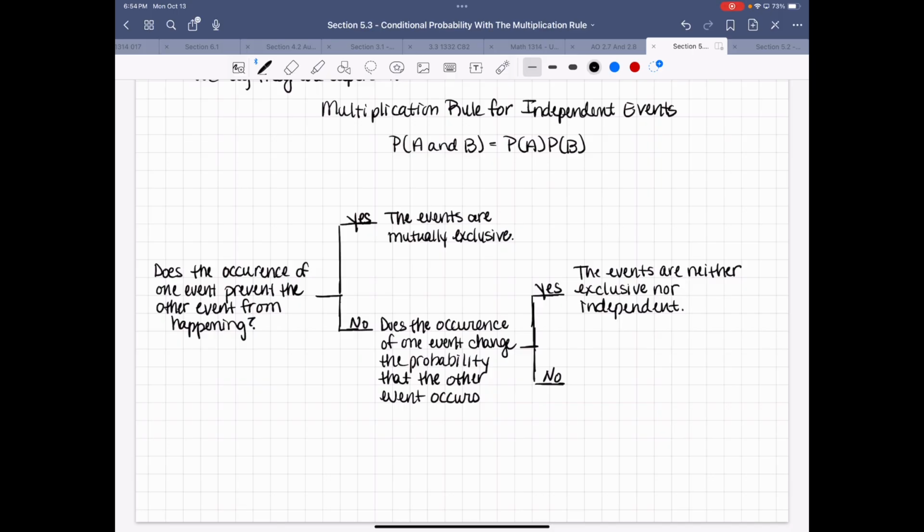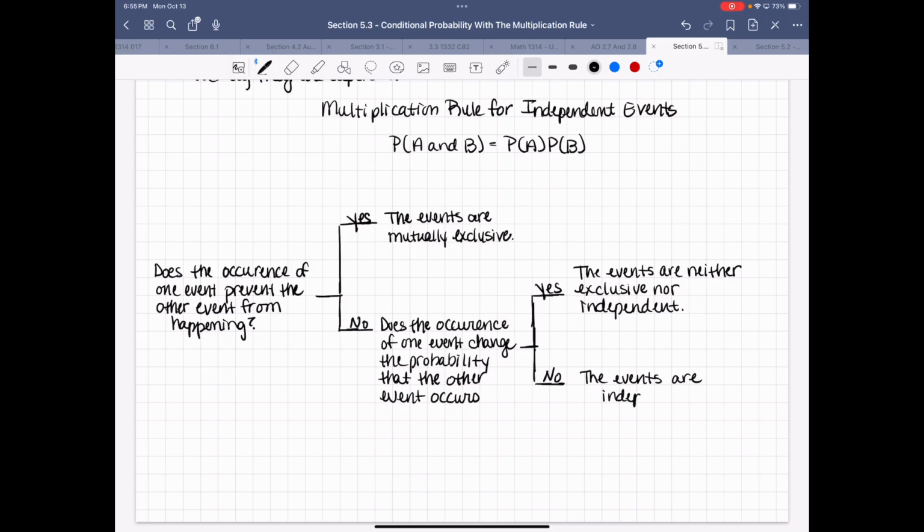So, if the occurrence of one event does not change the probability of the next event that's going to happen, such as flipping the coins, whether I get a head or a tail doesn't affect whether the next coin makes a head or a tail, the events are independent.